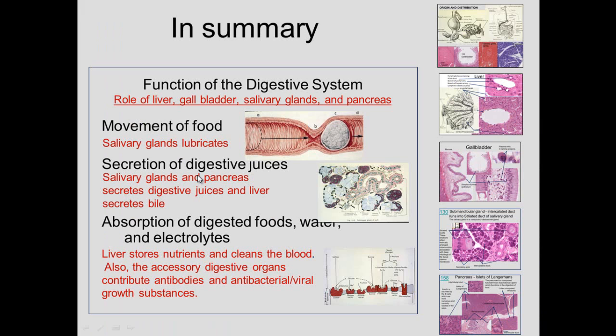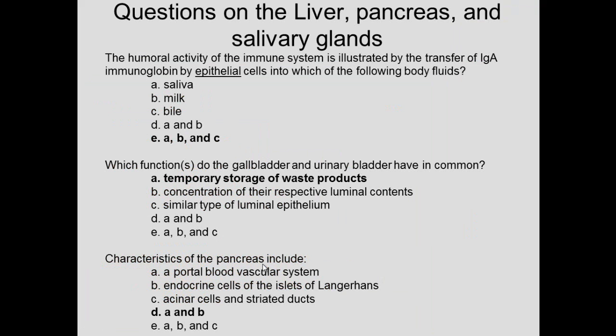So in summary, the digestive tract associated organs do important things. They help the defense against pathogens. They store and release nutrients on demand, and they also help to produce digestive juices and help in antimicrobial action. We have some questions on the liver, pancreas, and salivary glands.